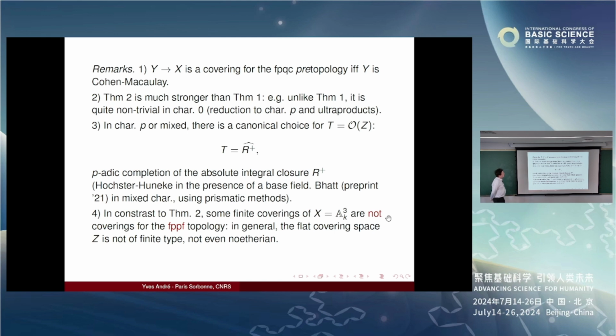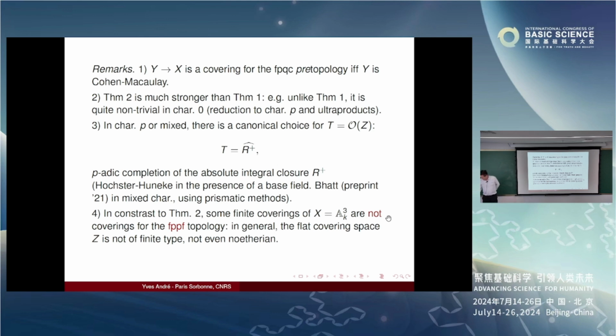But in this context, the map is a covering when X is regular. If I look not at the FPQC topology, but at the FPQC pre-topology, which means the covering for the FPQC pre-topology is that Y to X is faithfully flat, then it is equivalent to say that Y is Cohen-Macaulay. So this is a restriction. So in general, finite coverings of regular schemes are not coverings, of course, for the FPQC pre-topology, but they are always coverings for the FPQC topology.